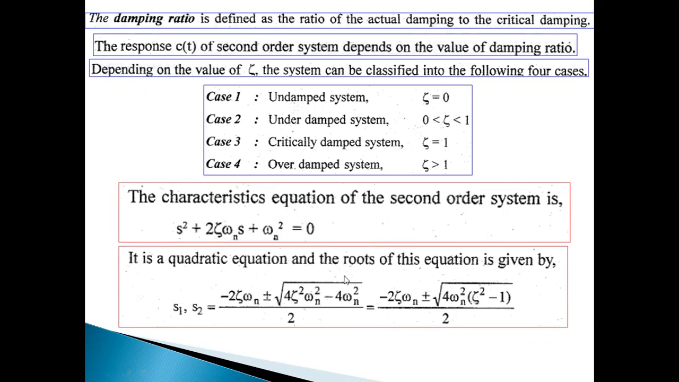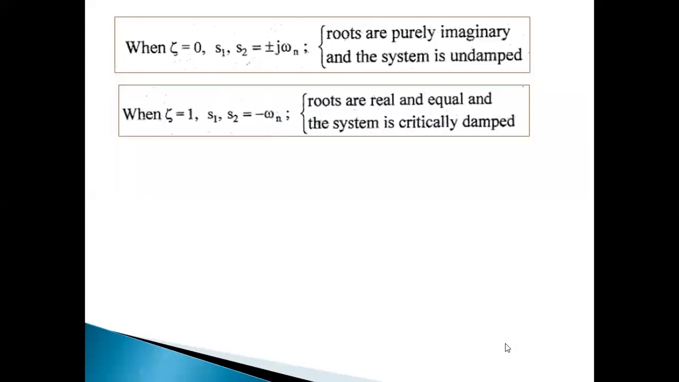Okay, so the two roots of the characteristic equation we can express using this equation or this equation. Simply, this can be replaced by the damped natural frequency, that is omega d, which is equal to omega n times square root of 1 minus zeta square. So these are the two.